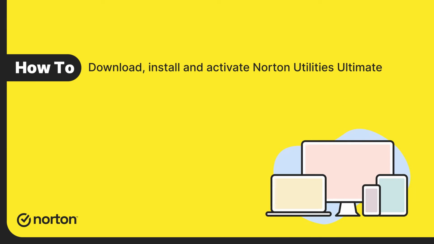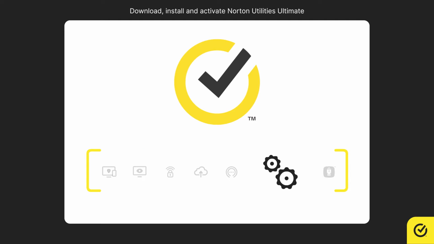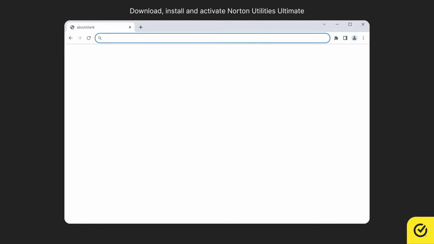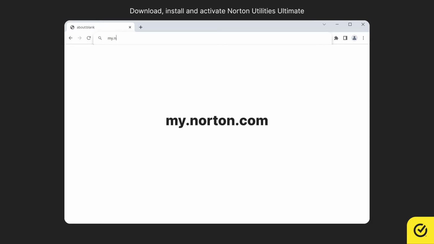Hi. In this video, you will learn how to download, install, and activate Norton Utilities Ultimate. If your Norton subscription includes Norton Utilities Ultimate, open a browser and go to my.norton.com.